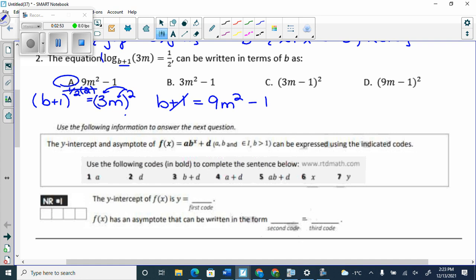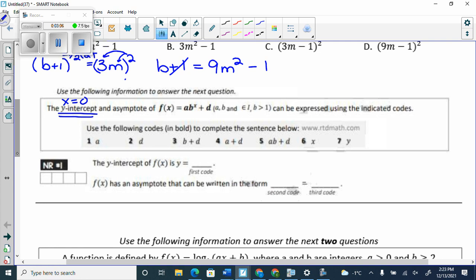Okay, so for this one, it says, what is the y-intercept? Y-intercept means x equals 0. So I'm going to do it off to the side. I'm going to get f of 0, or you put f of x, doesn't matter, equals a b to the 0 plus d. B to the 0 is what? It's 1. So this is going to be a plus d. So my y-intercept is a plus d.